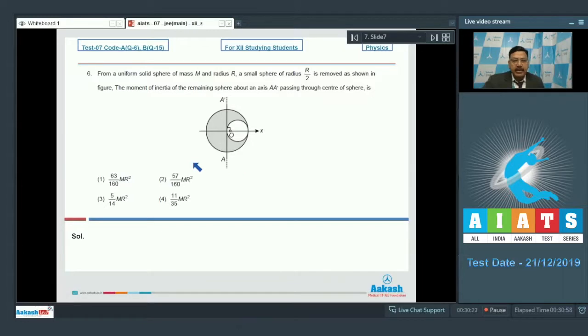The entire sphere had mass m, so the mass of the removed part will be, we can see that it's also a sphere and it's a uniform sphere, so mass is directly proportional to volume, and that means mass here will be directly proportional to cube of radius. So if I call this mass as m1, the mass which is being removed, m1 will be equal to m by 8.